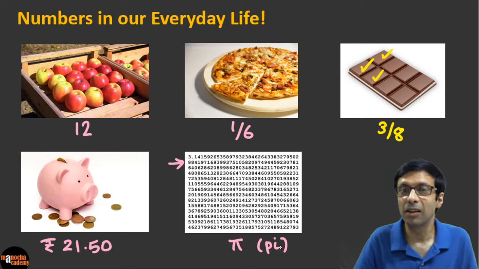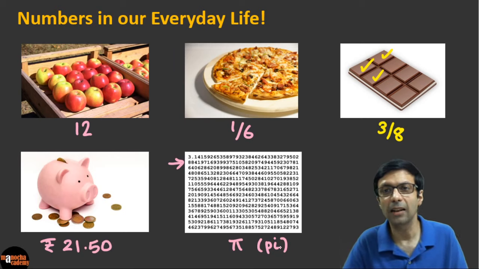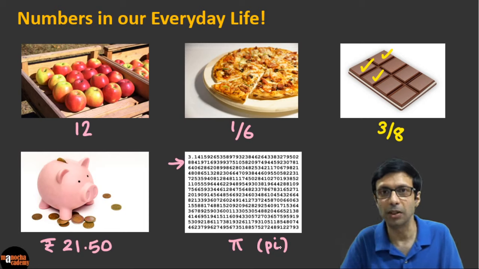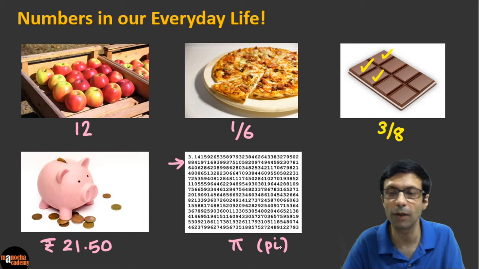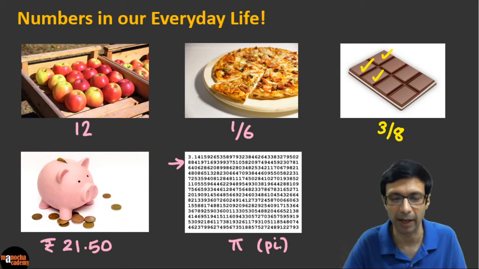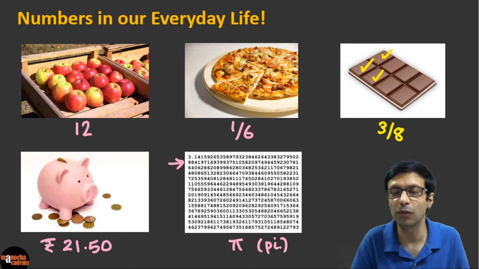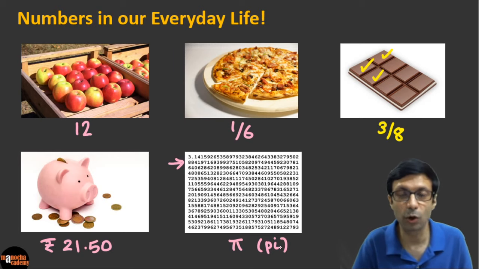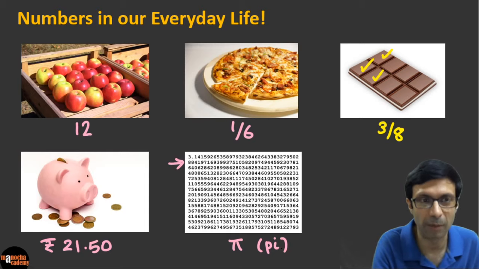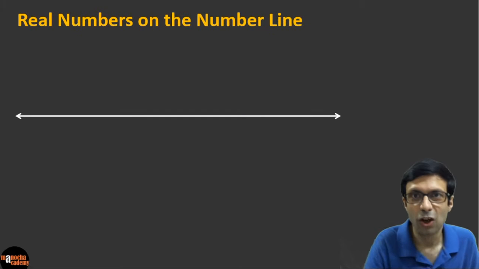And these numbers are really important for us. And as you can see, there are different types of numbers. So we have like you went to buy apples and you wanted to buy 12 apples. That's an integer number. Then you have 1/6, 3/8, fraction. Then you have a decimal number. Then you have numbers like pi. Since we have so many different types of numbers, we are going to organize the numbers in this class, right? And we are going to talk about the different type of numbers. Okay, guys?